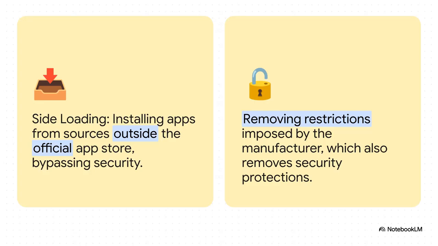And speaking of being our own worst enemy, let's talk about our phones. Sideloading an app from some random website might seem handy, but you're totally bypassing all the security checks that the official App Store has in place. And jailbreaking your phone to get more customization? Well, you're also stripping away all the security layers the manufacturer put there to protect you, leaving the door wide open.